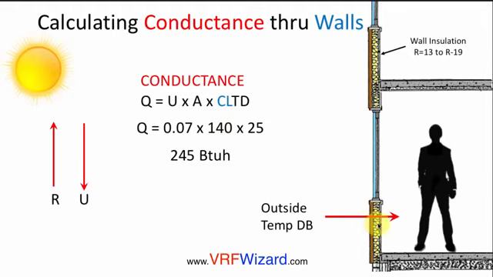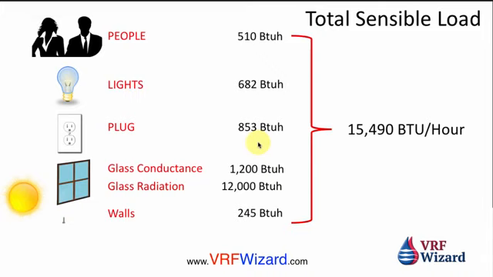Now all walls have different resistances based on what they're made of. If this wall didn't have insulation, then boy, this heat would really come through. It'd be horrible. And then your temperature difference: your 100 degree outside design temperature and your 75 degree indoor temperature. Okay, so then adding all those up, those are all your sensible loads: your people load, your light load, your plug load, your glass conductance, your glass radiation, and your wall load. That gives you a total of 15,490 BTUs per hour sensible.